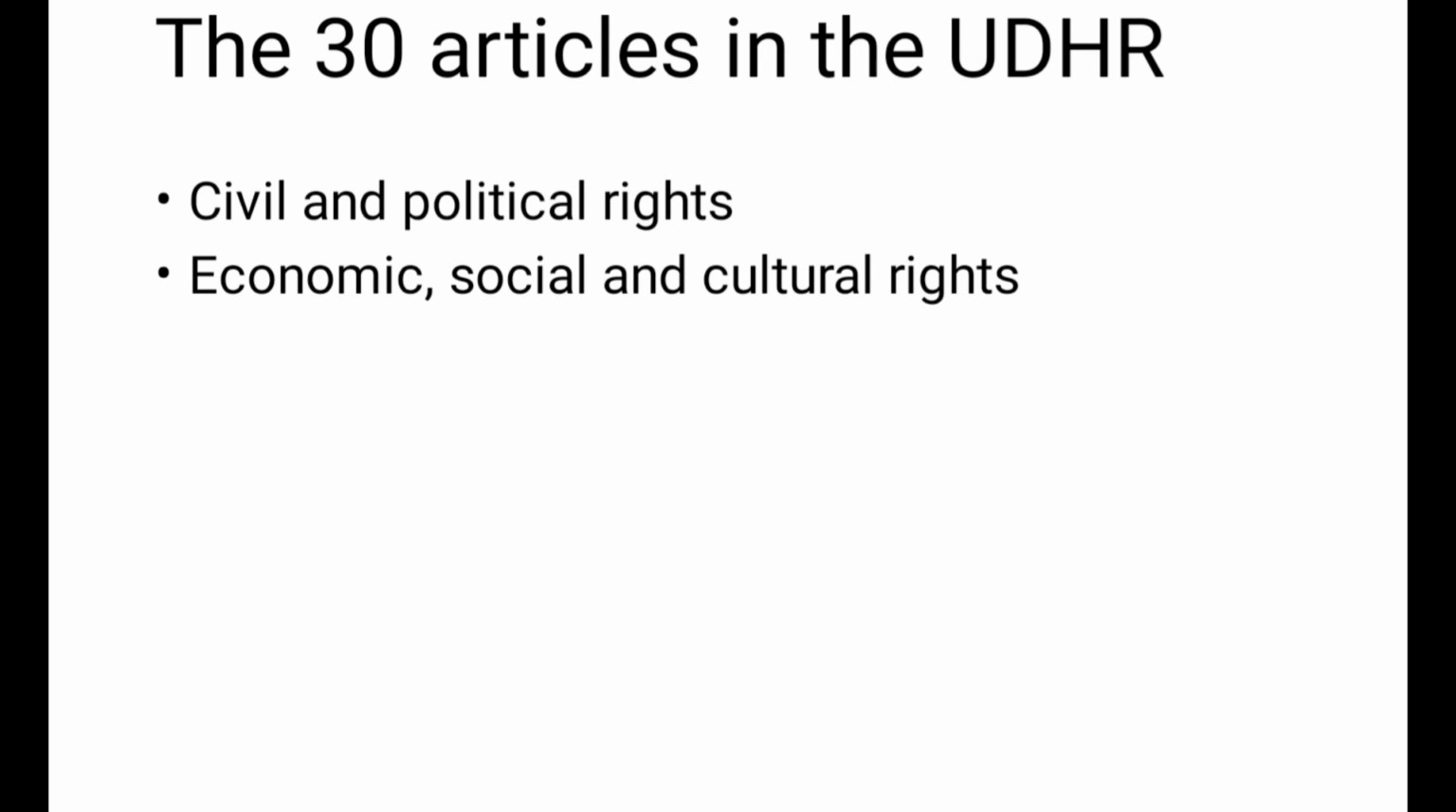Number 27 has the right to freely participate in the cultural life of the community. Number 28 is entitled to a social and international order to realize the rights and freedoms. Number 29 has duties to the community, and above all, nobody can interpret this declaration in any way that can endanger any of the rights and freedoms of others. Okay?